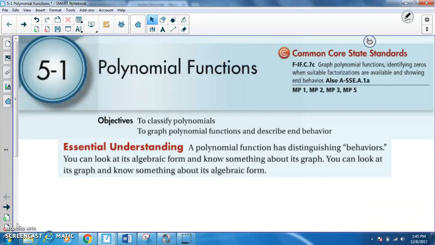Essential understanding: a polynomial function has distinguishing behaviors. You can look at its algebraic form and know something about its graph. You can look at its graph and know something about its algebraic form.